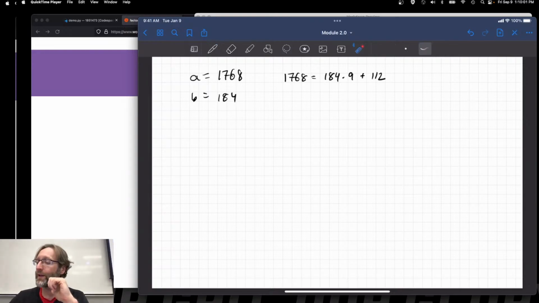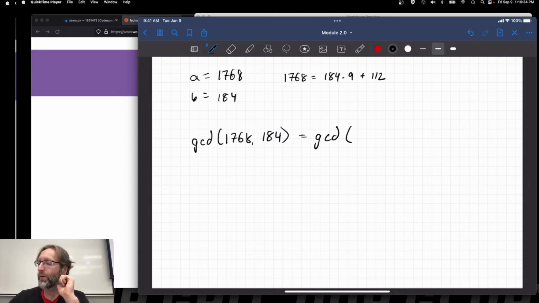Now, the GCD of these two numbers has to divide them both, right? So the GCD, if it divides this thing, it has to divide the entire right-hand side. And since it divides this thing right here, it doesn't have to divide the quotient term, right? But it does have to divide the remainder. In other words, the GCD of 1768 and 184 is equal to the GCD of 184 and 112.